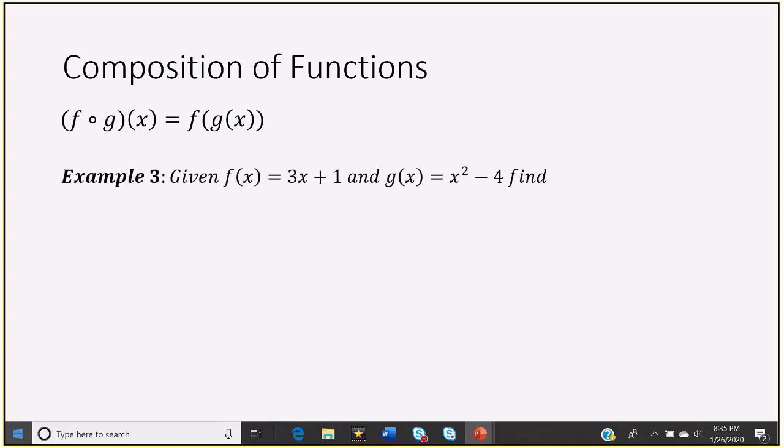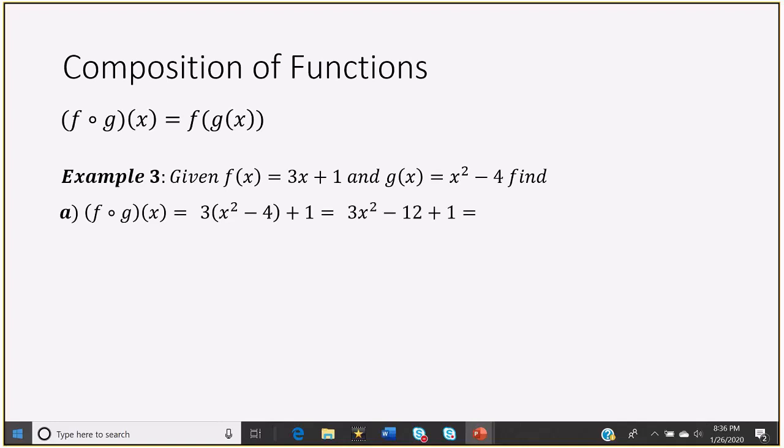So to see it in practice, I have my two functions. f of x is equal to 3x plus 1. g of x is equal to x squared minus 4. I want to find f o g, if you will, or f of g of x. So I'm going to take g of x and plug it into f of x. My g of x is x squared minus 4. My x squared minus 4 replaces the x in my f of x, and that gives me my brand new function. So instead of having 3x plus 1, it's 3 times whatever g of x is, plus 1.